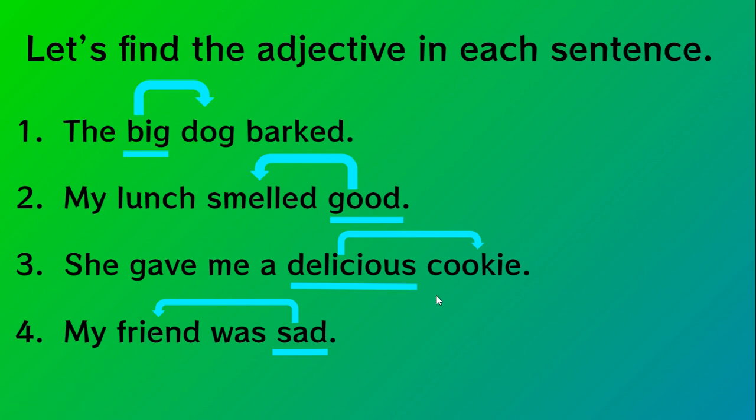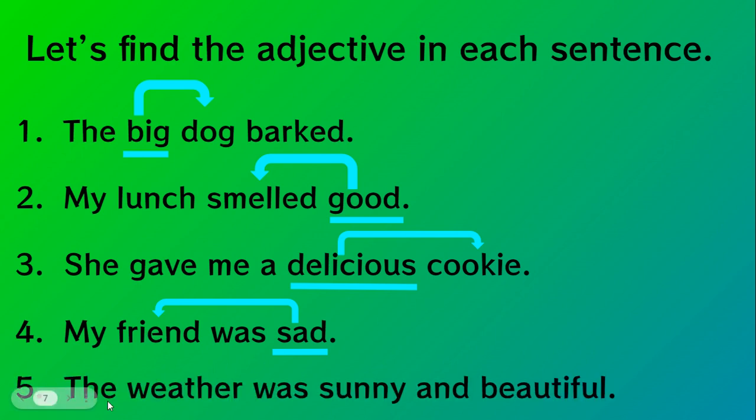It's describing the friend. And lastly, the weather was sunny and beautiful. Do you see more than one describing word, more than one adjective in this sentence? Sunny and beautiful. They're both describing words. So, what are sunny and beautiful describing? Both of those words are describing the weather. Sunny and beautiful are adjectives, and they're describing the noun weather.